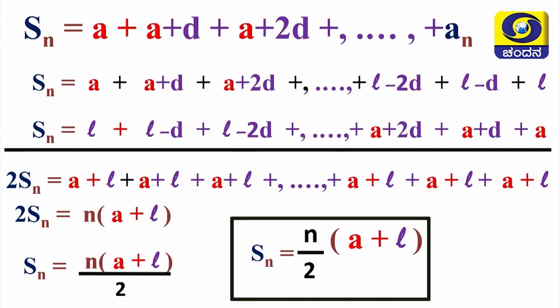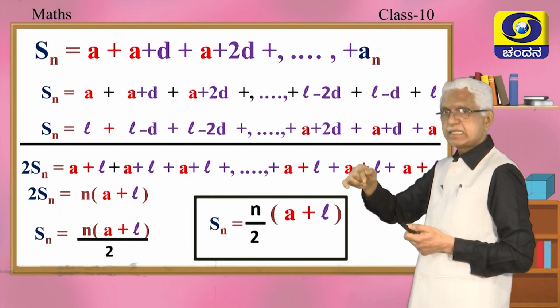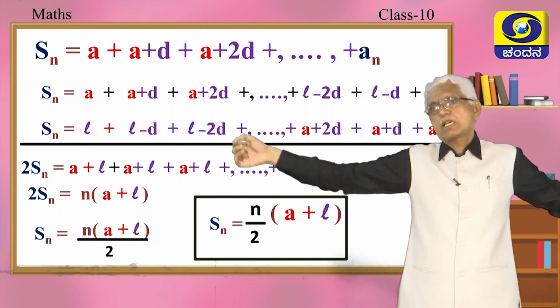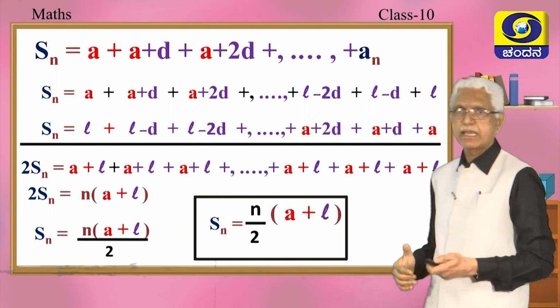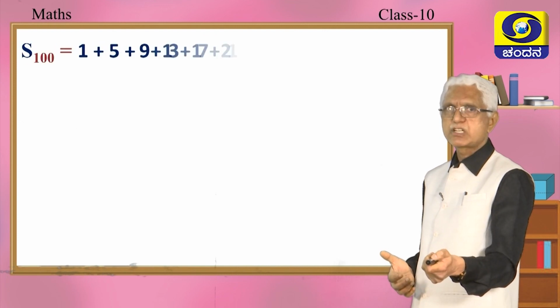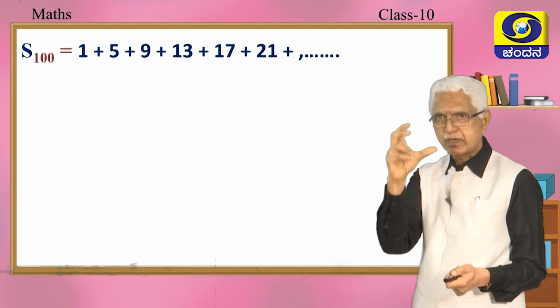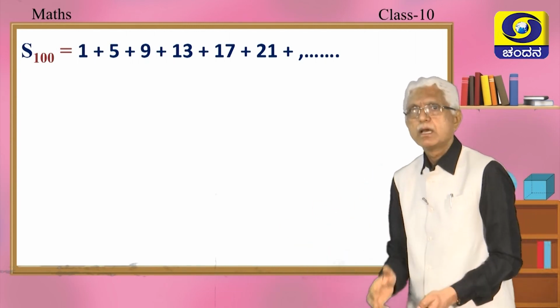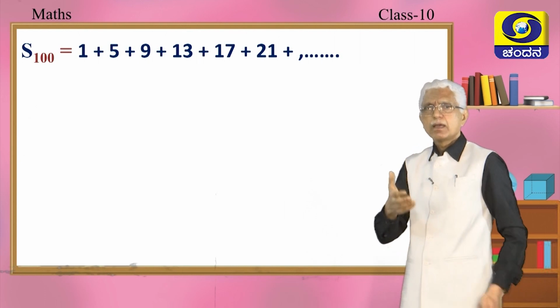So, Sn is the sum of the given arithmetic series having n terms, and the sum is given by the formula Sn is equal to n by 2 into a plus L. So, n is the number of terms, a is the first term, L is the last term, and Sn is the sum of those n terms. Maybe we will be trying to find out the sum of a particular series using the formula that we have already derived.